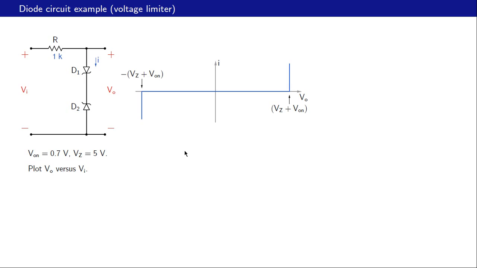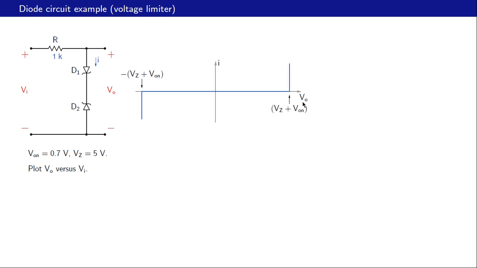And as we saw in the last slide, here is the I versus V relationship for this diode pair. The current I is on this y-axis here, and the voltage across the diode pair in this case is VO. So VO is on the x-axis.